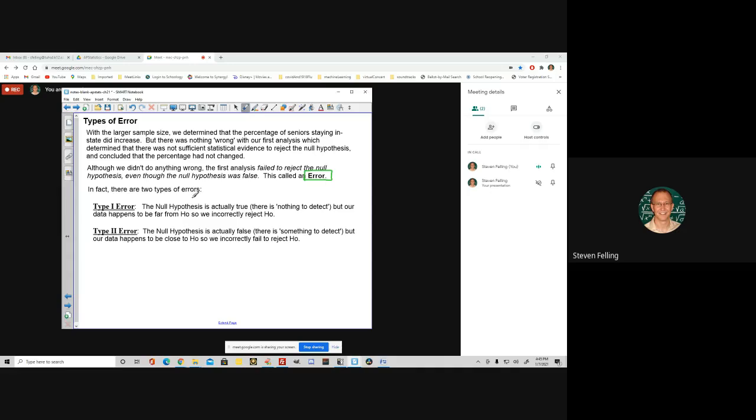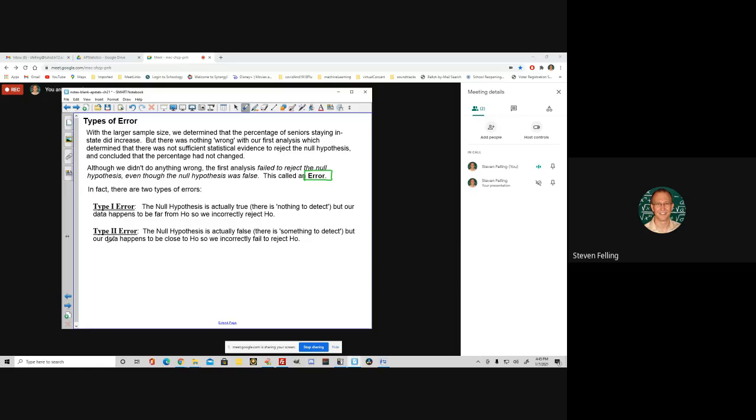So there are two types of errors. One's called a type 1 error, and the other one's called a type 2 error. A type 1 error is when the null hypothesis is actually true, which means there is nothing to detect here, nothing has changed, but our data just happens to be randomly so far away that we get a low p-value, so we incorrectly reject the null hypothesis.